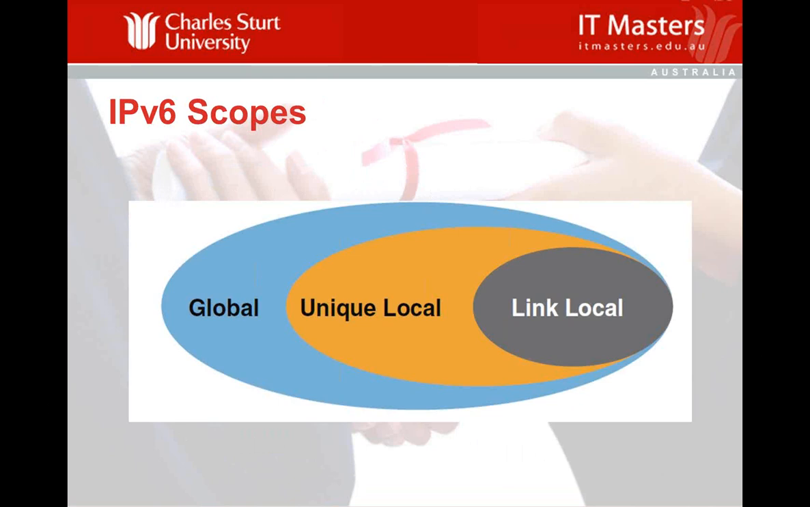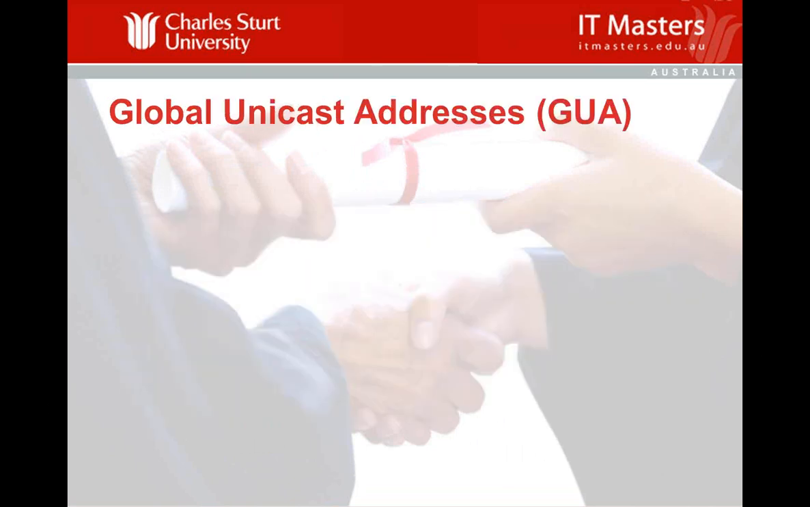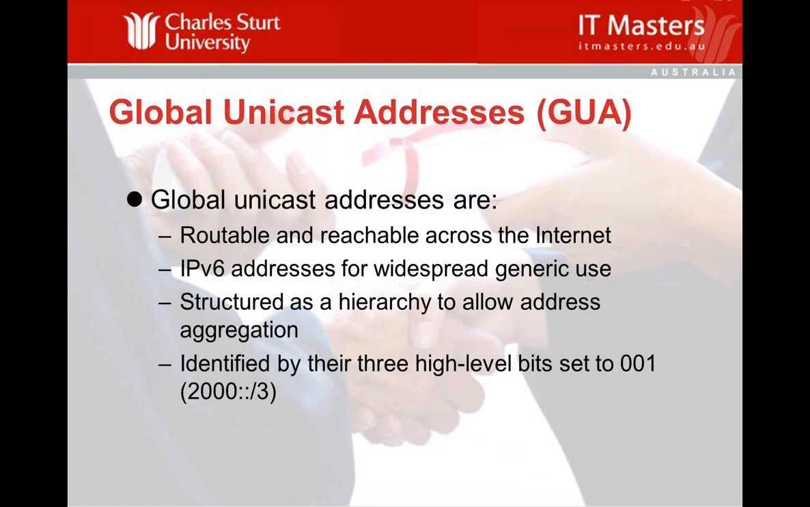Okay, so our IPv6 scopes. We have three different scopes: link local, unique local, and global. Let's look at what they are. A global unicast address, or GUA, is routable and reachable across the internet. They're IPv6 addresses for widespread generic use. They're structured as a hierarchy to allow address aggregation. In other words, that's your subnetting and supernetting, allowing them to aggregate together.